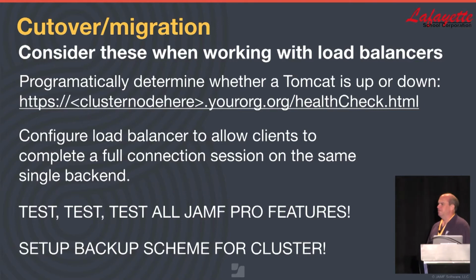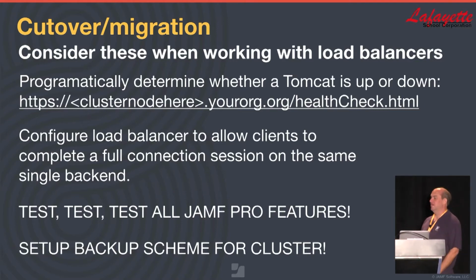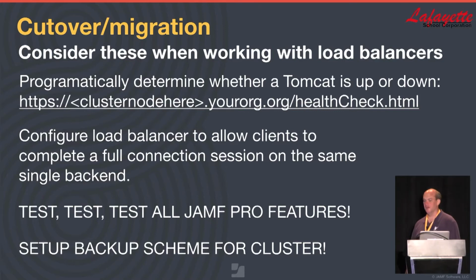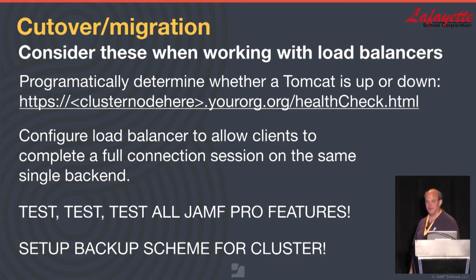One of the things a load balancer can do is, if one of your Tomcat servers is down, it can programmatically determine that and not forward traffic to the down server. So I took advantage of a feature Jamf added within the last couple of years, the health check page. I told the load balancer, here's the health check page. If you can't find this, then consider the server down. But if you can find it, consider the server up.